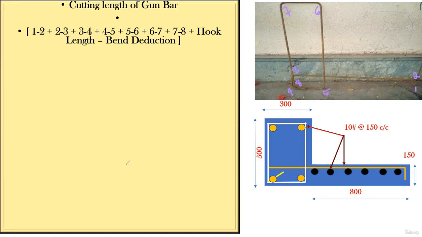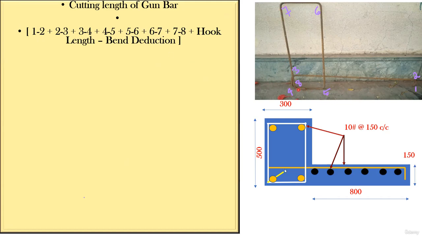The formula I've written is 1 to 2. 1 to 2 means this length. 2 to 3 means from here to here, this length. Plus 3 to 4, plus 4 to 5, then 5 to 6, 6 to 7, and 7 to 8.